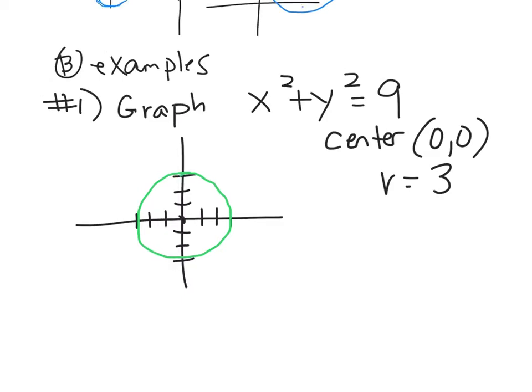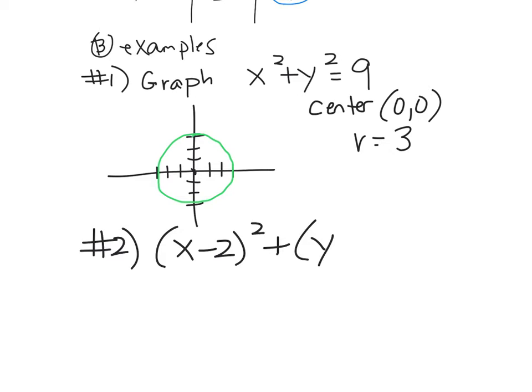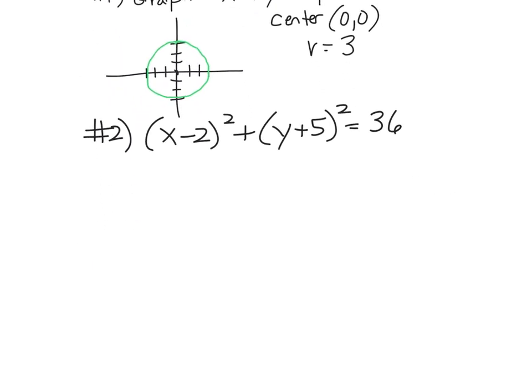Crosshair. Yes. Okay, let's do another one, but this time, let's not have the center at the origin, because that was kind of boring. So let's do this. We're going to take x minus 2 squared plus y plus 5 squared is equal to 36.